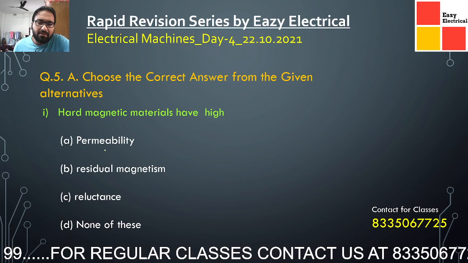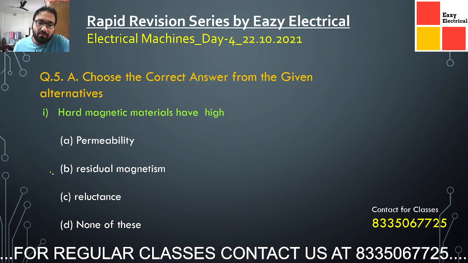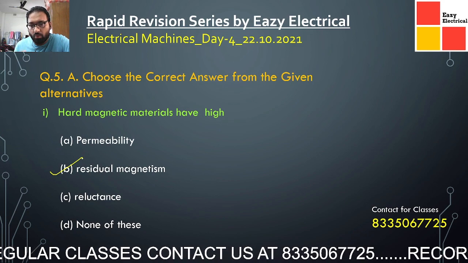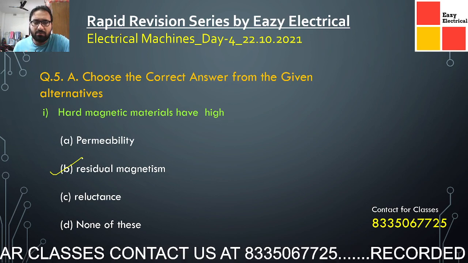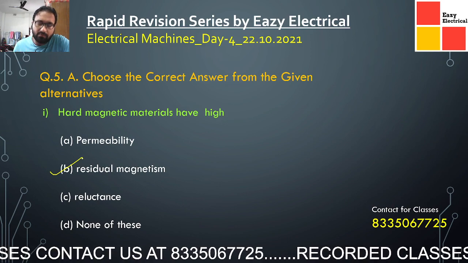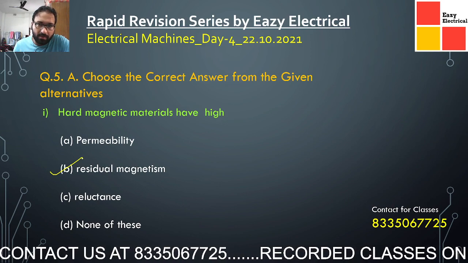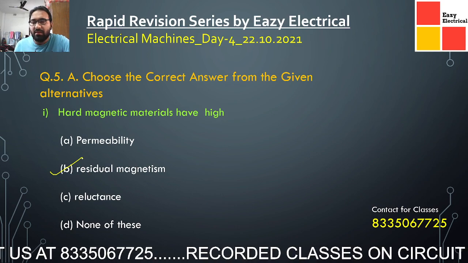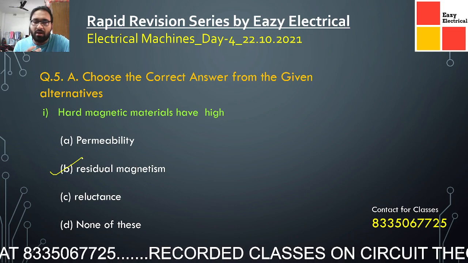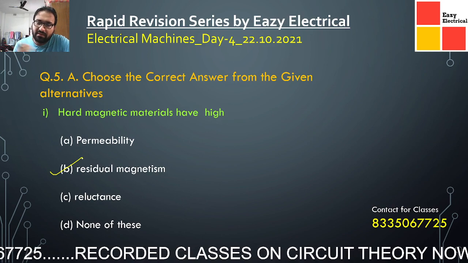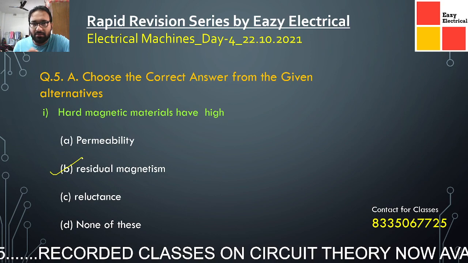Now, hard magnetic materials have high residual magnetism. Residual magnetism means that when it is demagnetized, a large portion of the magnetic property remains within the magnet itself. That means when we say a material has higher residual magnetism, it has retained the magnetic energy within itself to a greater extent.